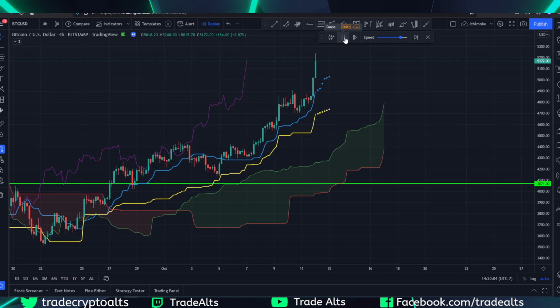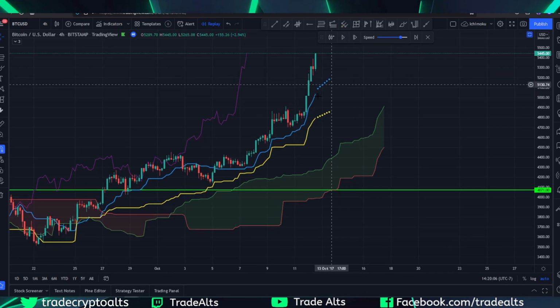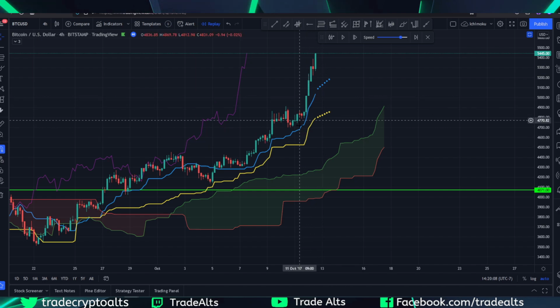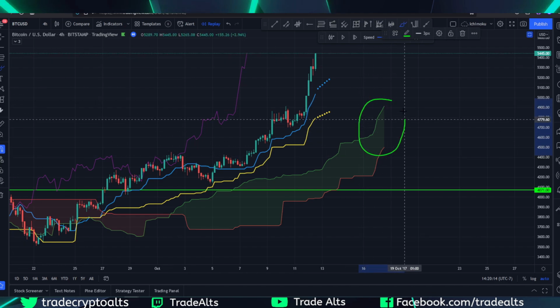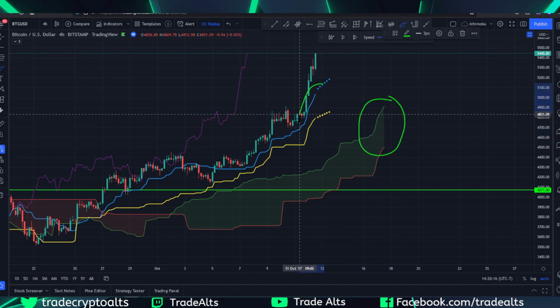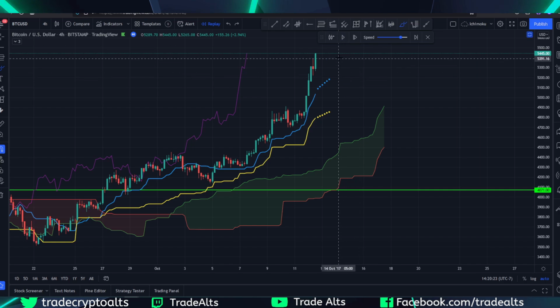So keep going, getting another big break. Just going to pause again, look at that angulation, very strong move to the upside. Look at your cloud, okay? Look at that steep angulation to the upside. Look at the steep angulation on your Tenkan and your Kijun. That's very, very bullish. And obviously price is at a little bit over $5,400. You literally entered at 4K. So this is an excellent trade so far.